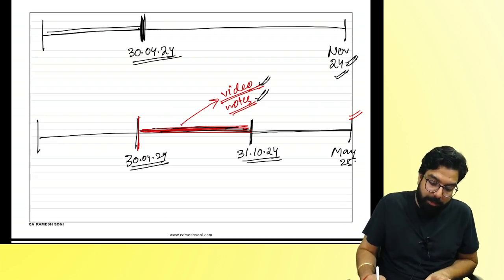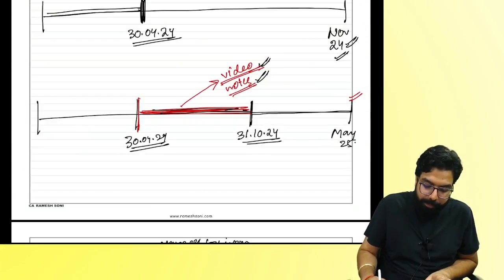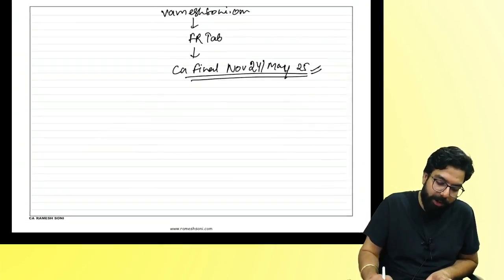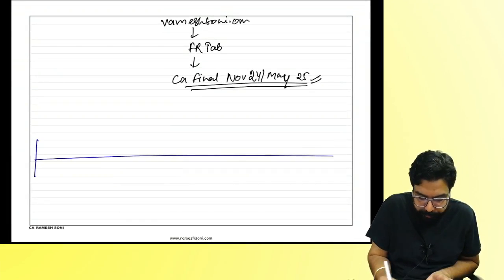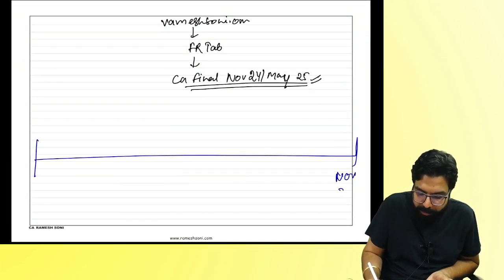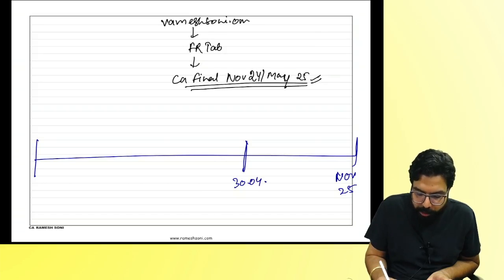So my classes are not in May 25. My classes are in November 25. Baba, if you are writing your exam in November 25, then for you amendments till 30th April 2025 are applicable.